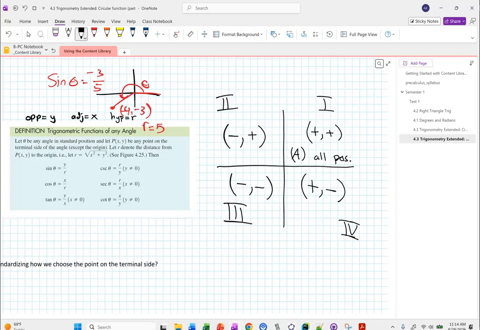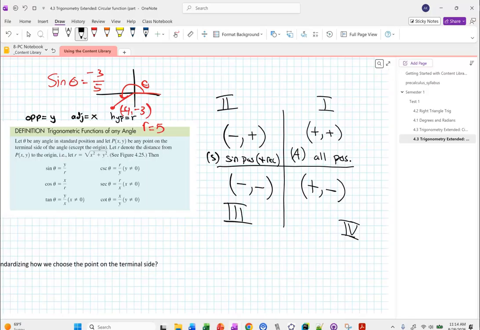In quadrant 2, is sine positive or negative? Positive, because the y coordinate is positive and r is always positive. Cosine is negative. Tangent is negative. So I'm going to put an S here for sine is positive, and its reciprocal too. In the first quadrant, I wrote A for all your trig functions are positive. In the second quadrant, sine and its reciprocal are the only ones that are positive.